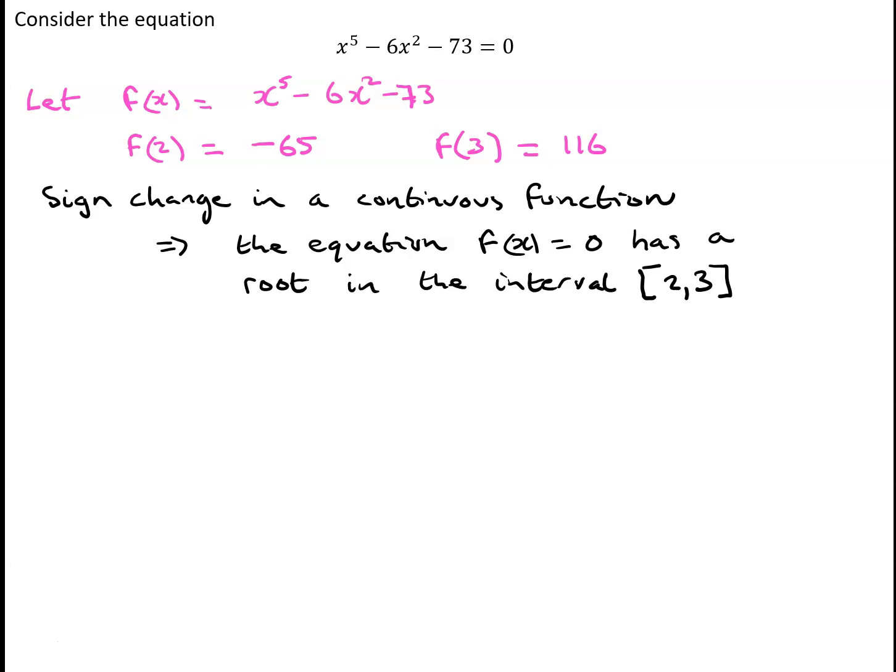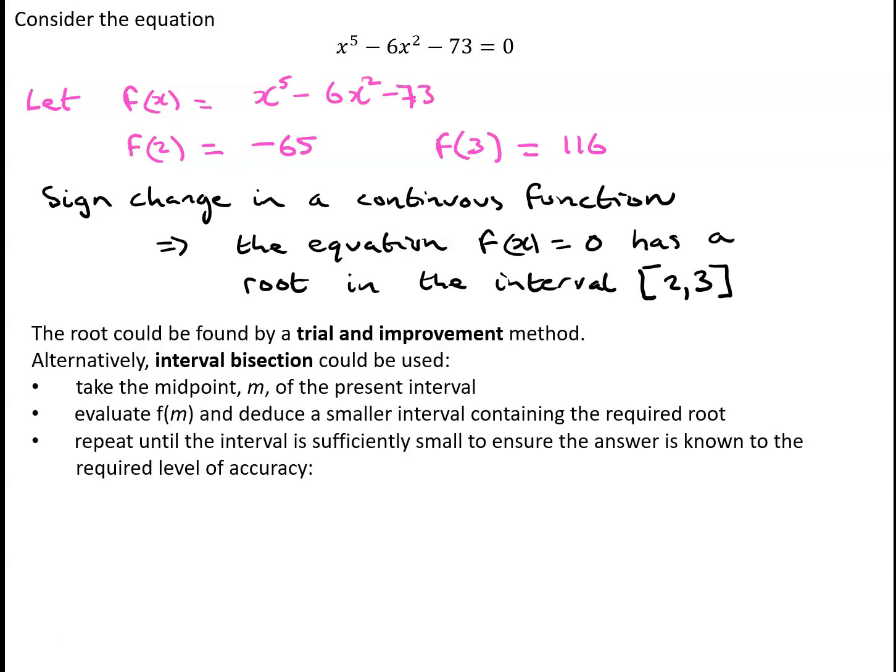Now there are several different ways that one can progress to trying to get a more accurate value for this root. One very simple method is simply to keep dividing the interval into halves. So this is the process of interval bisection. We take the midpoint of the present interval, call that m, we evaluate f of m and deduce a smaller interval containing the required root. And we keep repeating this process until the interval is sufficiently small to ensure that the answer is known to a required level of accuracy.